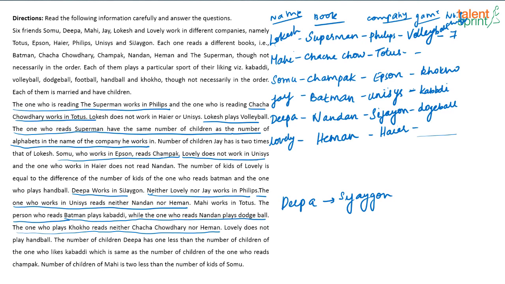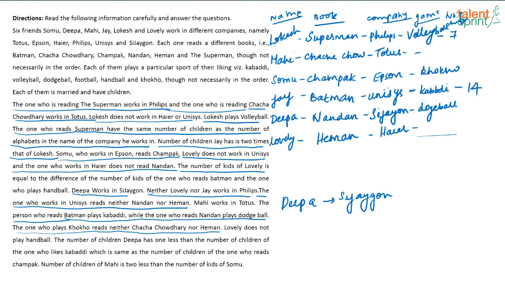Now what is given about football and handball? Let us look at the pending sentences that we have not used. Okay, we have used this. Now Lokesh does not work in Hair or Unisys. It is already used, right? Lokesh is working in Philips. He plays volleyball and he has 7 children. Number of children Jay has is 2 times that of Lokesh. So how many children does Jay have? Jay has 14 children. Lovely does not work in Unisys and the one who works in Hair does not read Nandan. That is also used. The number of kids of Lovely is equal to the difference of the number of kids of the one who reads Batman and the one who plays handball.